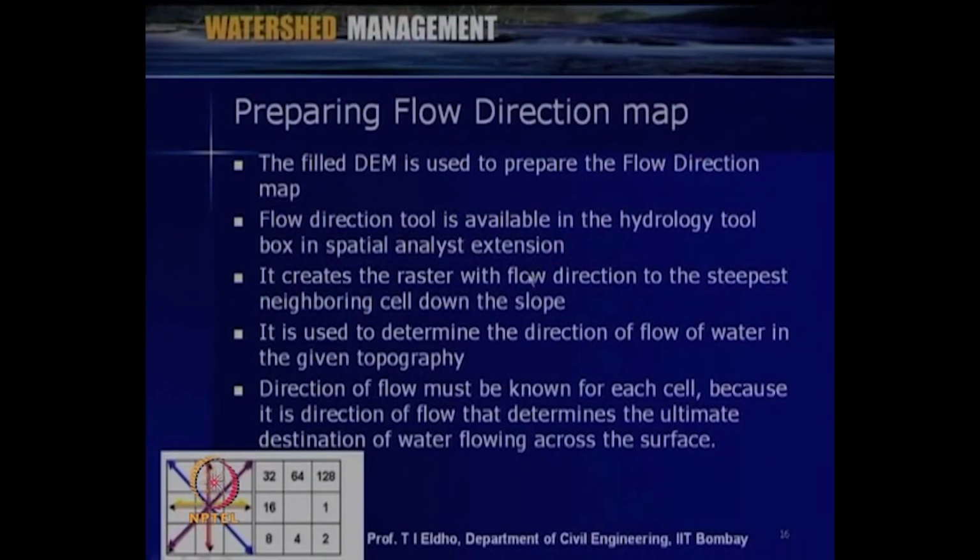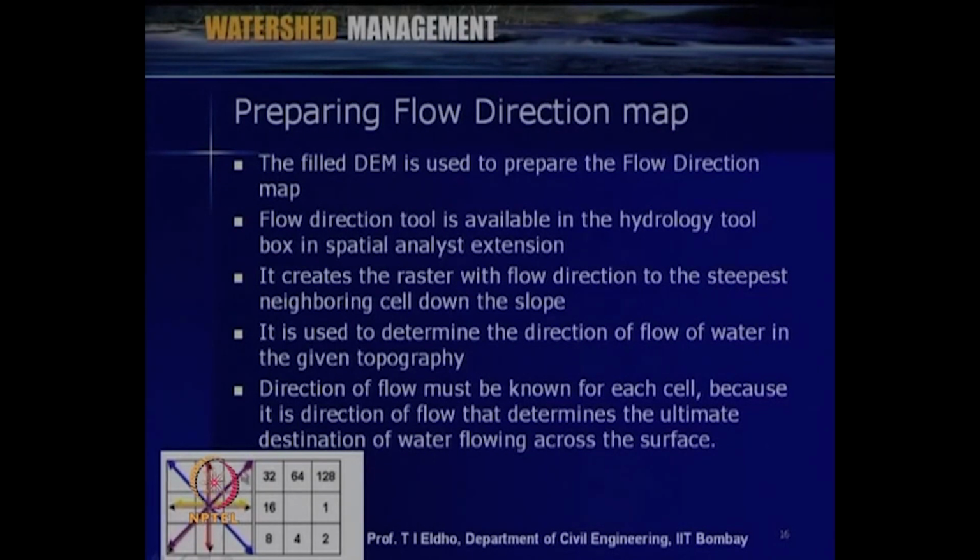So, now the next step is preparation of the flow direction map. The field DEM, the detailed elevation model, is used to prepare the flow direction map. If we represent the detailed elevation model with respect to a grid like this, we should know how the flow is going from one cell to another cell.